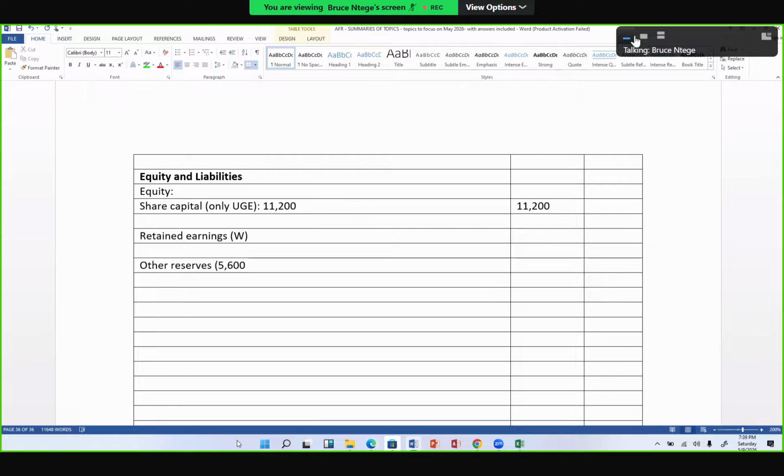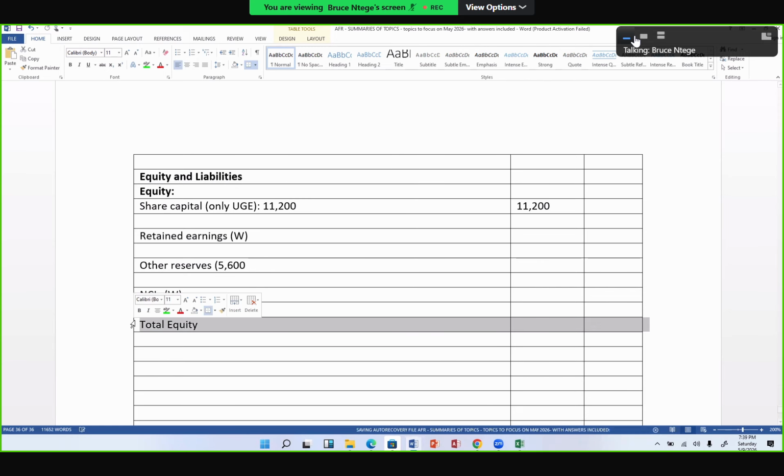Otherwise, the last line under equity should always be the non-controlling interest, which again we shall need a working for. So this should give me the total equity, which should be a subtotal.